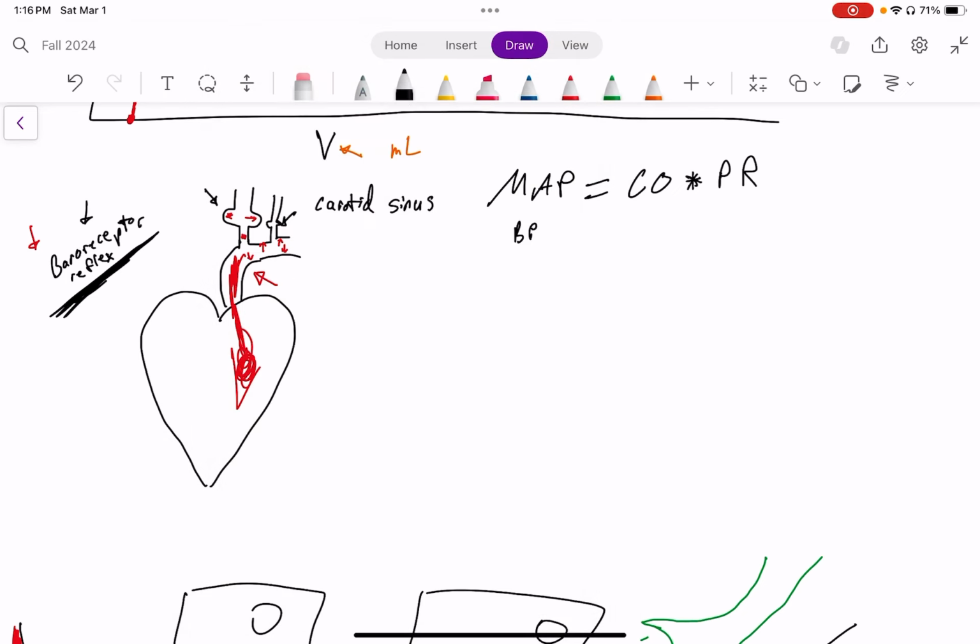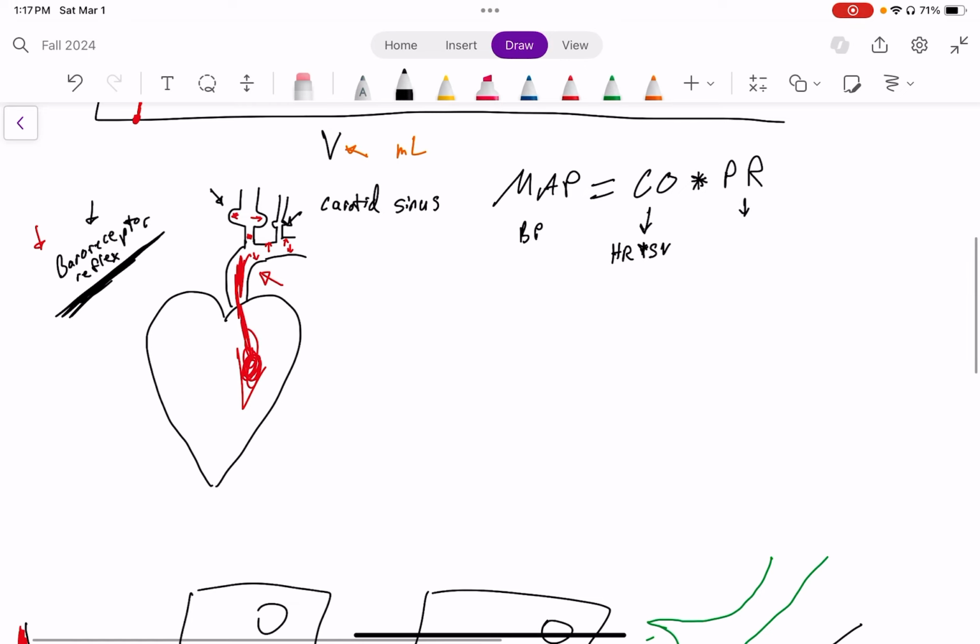So cardiac output is determined by heart rate times stroke volume, because cardiac output is measured in milliliters per minute. To get those units, you have to do the heart rate, which is measured in beats per minute, and then the volume, which is measured in milliliters. So cardiac output is heart rate times stroke volume.